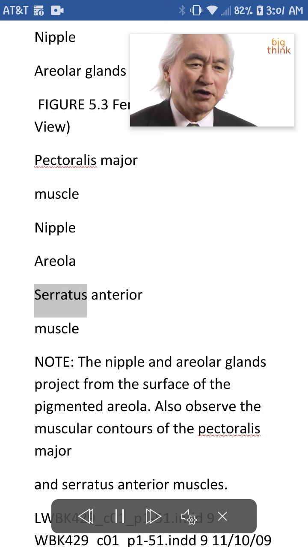Serratus anterior muscle. Note: the nipple and areolar glands project from the surface of the pigmented areola. Also observe the muscular contours of the pectoralis major and serratus anterior muscles.